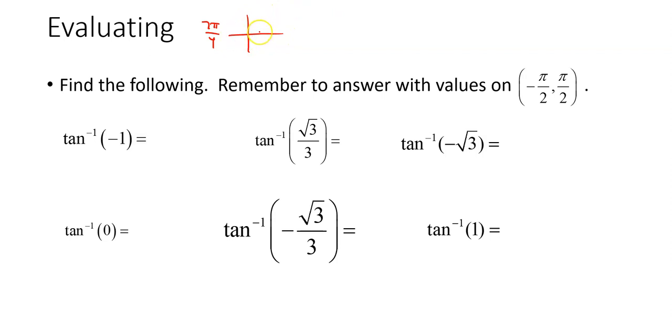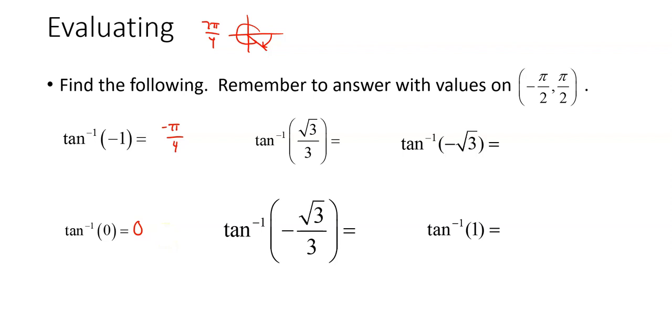So instead of going all the way around the 7 pi over 4, why don't I work backwards and call it negative pi over 4? Right, so now negative pi over 4 fits in between negative pi over 2 and pi over 2. Right, the tan of 0 is 0, so the inverse tan of 0 is also 0.